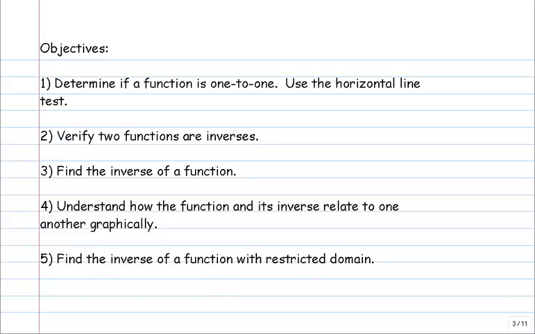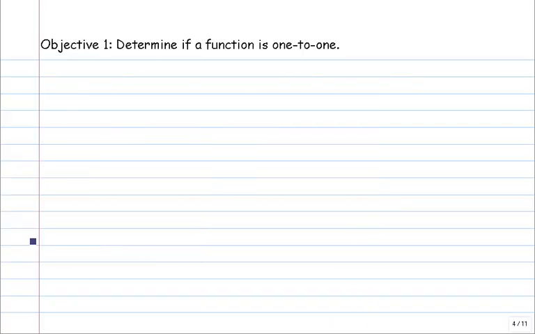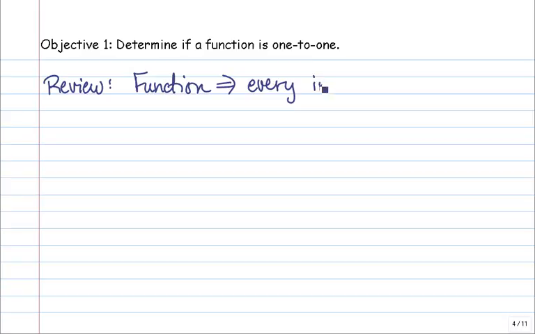Okay? So, determine if a function is 1-to-1. What do we mean by 1-to-1? Well, first of all, what do we mean by a function? Let's review that. A function means this: for every input, there's only one output, right?